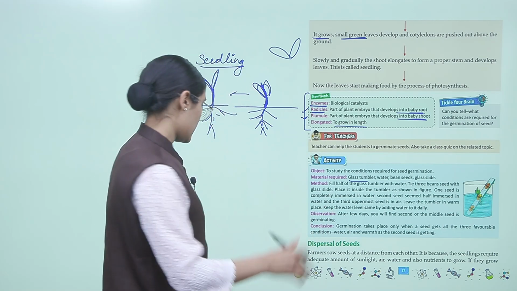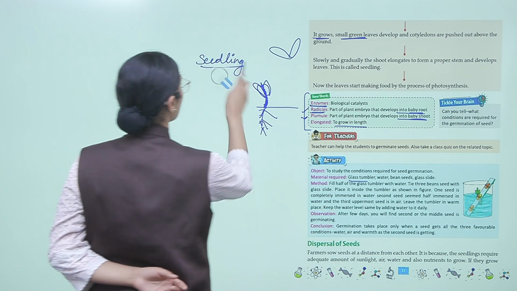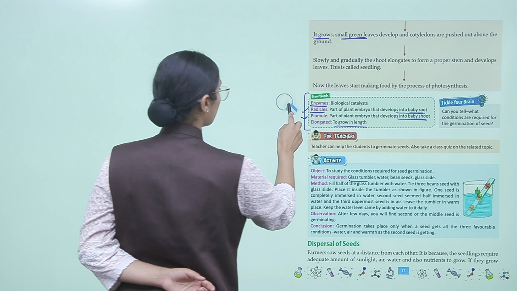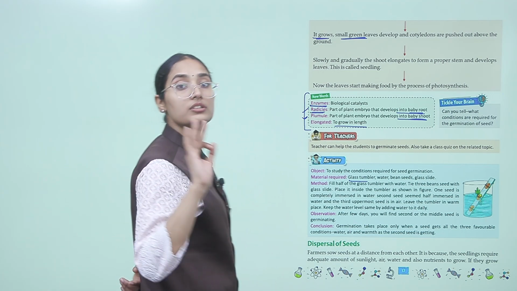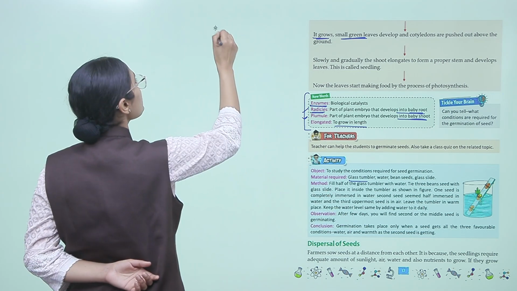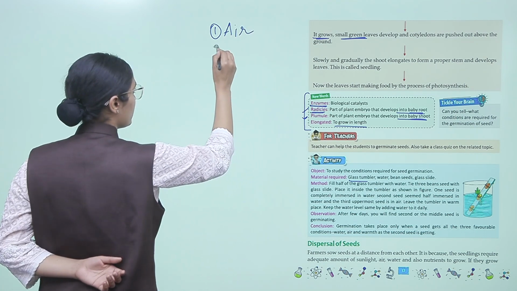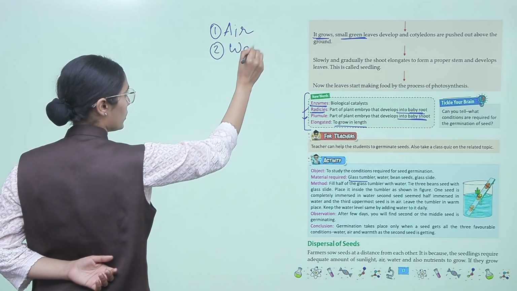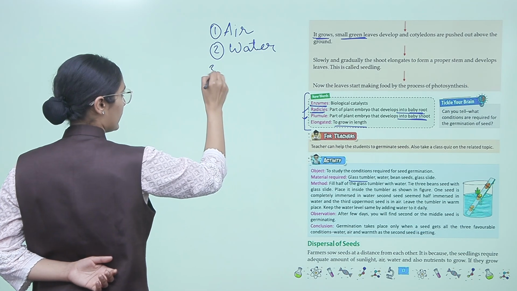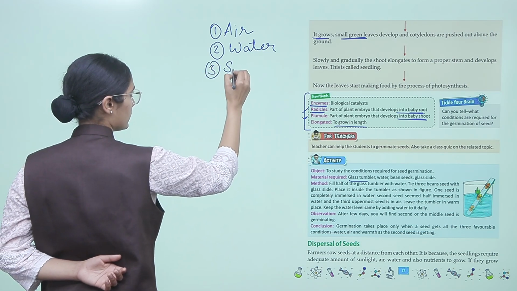Now, let's understand the conditions required for seed germination. There were 3 conditions, right? What were those 3 conditions? Quickly tell me what these 3 conditions are. So, first was air, second was water and third was sunlight.